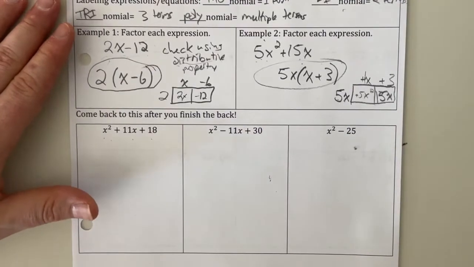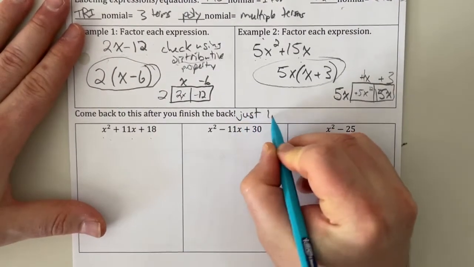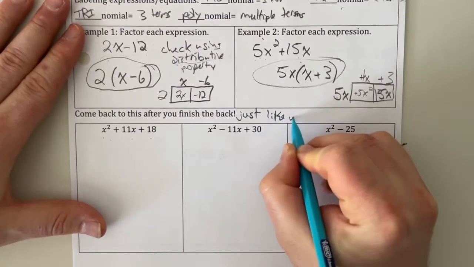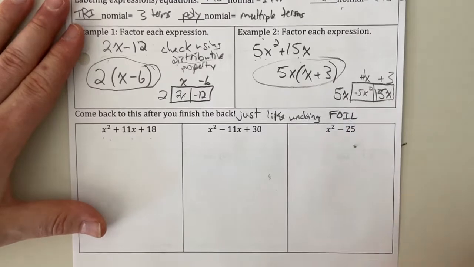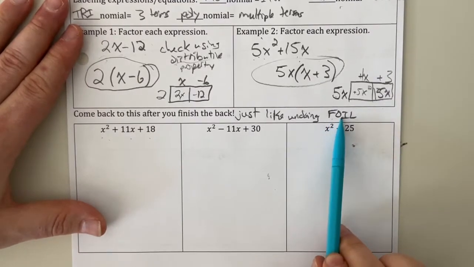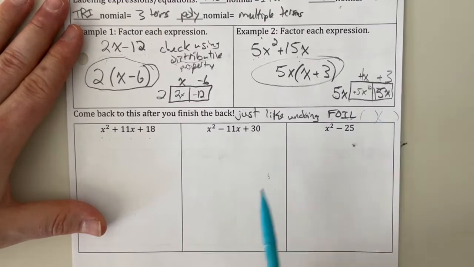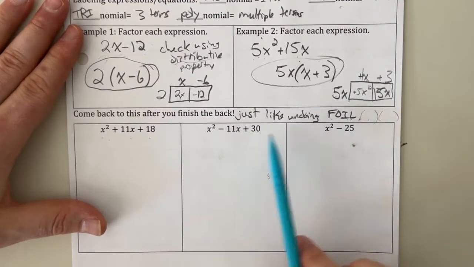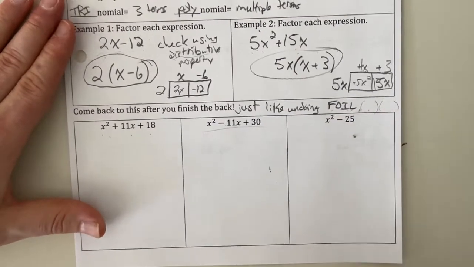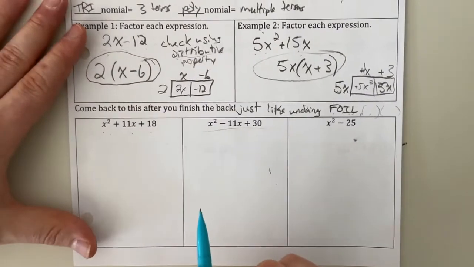So I have to say, all right, let's think it's just like undoing that foiling. So again, if you forget, foiling is that first, outer, inner, last. So I should have 2 sets of parentheses where it's multiple terms multiplied together to end up like this expression. So the way it works is like this. So I'll do one and you kind of see how this works.